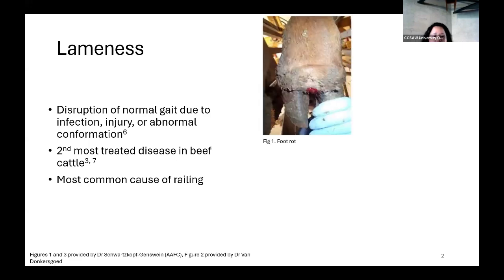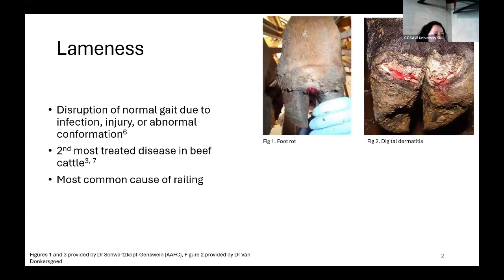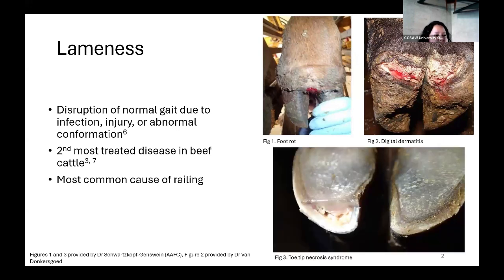It is caused either by foot rot, digital dermatitis, also known as hairy heel warts, toe tip necrosis syndrome, but also laminitis, also known as founder, arthritis, injuries such as bullers, broken legs, and dislocations. For those of you who don't know what a buller is, when an animal rides another animal, the one that's been ridden, that's a buller.